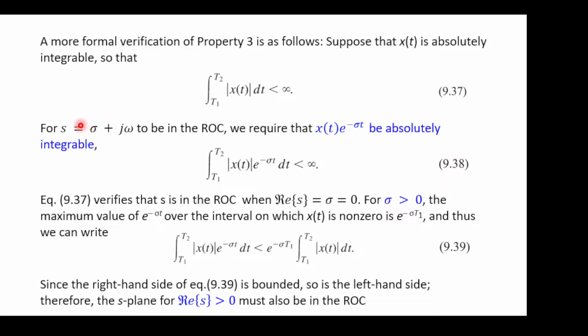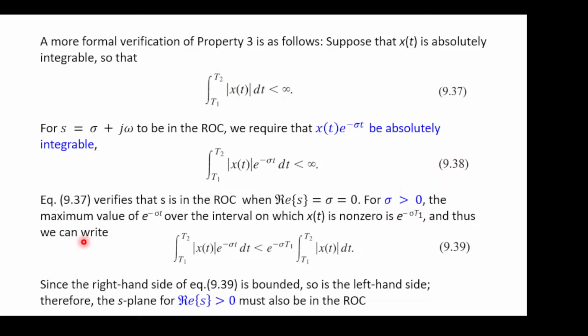And we prove that for any sigma, it should be in the ROC, so we check x of t times e to the minus sigma t, and we see whether this is absolutely integrable. Then there are really 3 cases if you are really careful. So first case is sigma equal to 0. Then obviously that works because then you are just back to the first equation. So that's a finite integral. The integral result is finite.